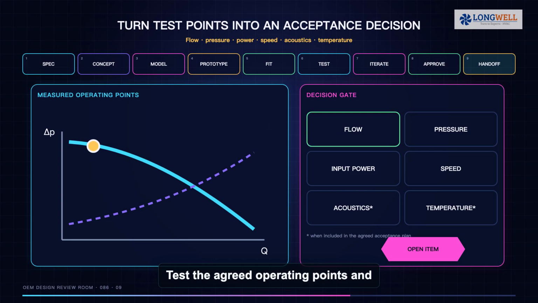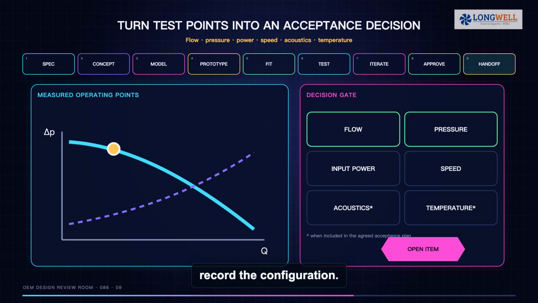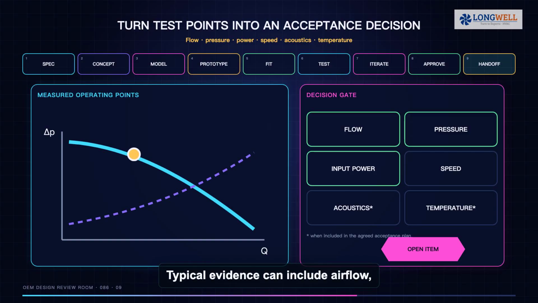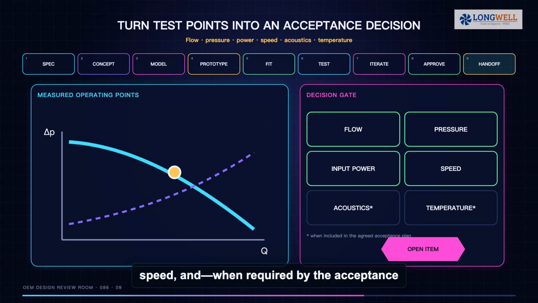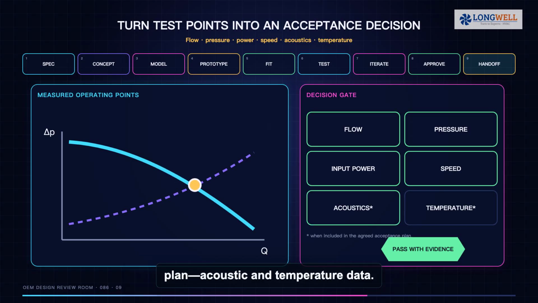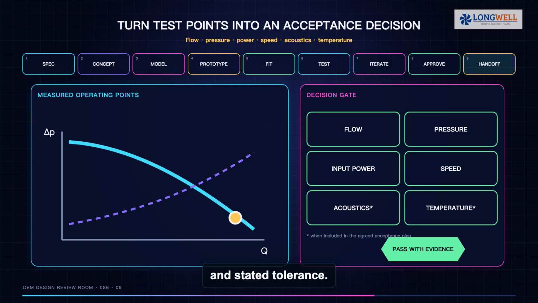Test the agreed operating points and record the configuration. Typical evidence can include airflow, pressure, input power, speed, and when required by the acceptance plan, acoustic and temperature data. Plot the points against the requirement and stated tolerance. A product curve copied from another configuration is not approval evidence for the sample.